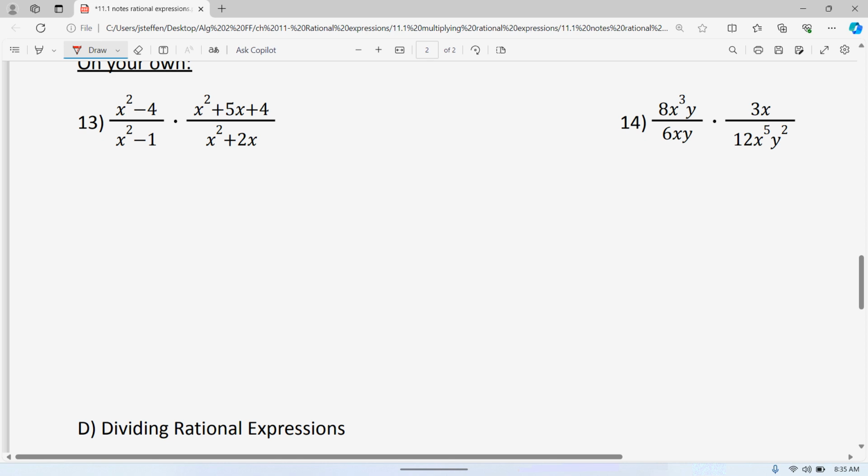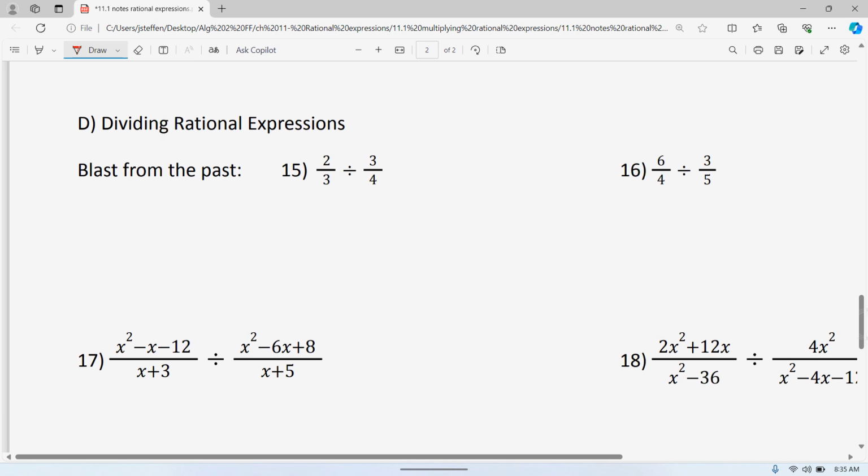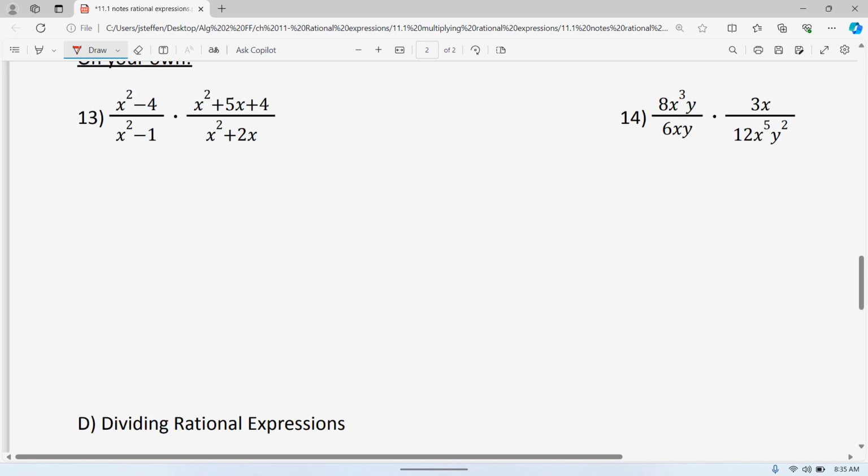So I apologize, we don't have a ton of time, but I am going to have you try number 13 and 14 on your own. Because again, once we get to dividing fractions, even if we only have time to do one of them, I think you'll understand that they are exactly the same thing we just did with multiplying.